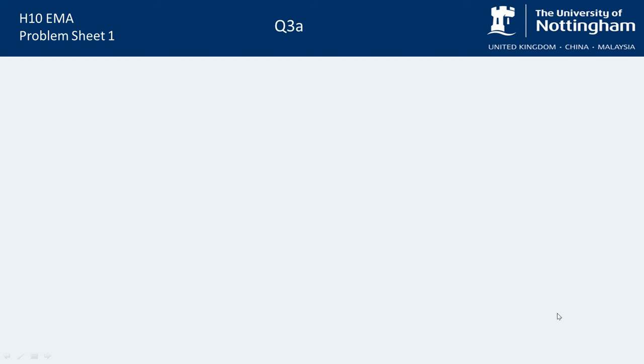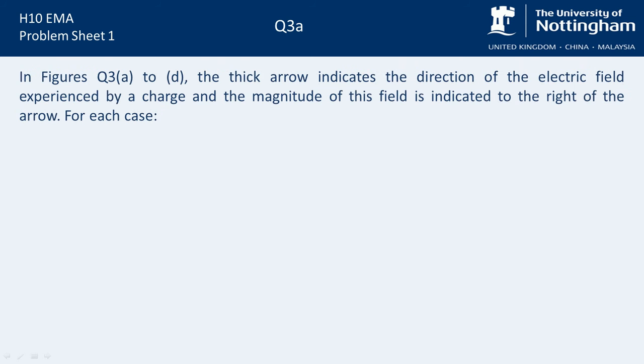In this video we're going to go through the solutions to problem sheet 1, question 3 part A. There's a couple of different parts to this problem, but it's all variations on a theme. You're told in figures question 3A to D, the thick arrow indicates the direction of the electric field experienced by a charge, and the magnitude of this field is indicated to the right of the arrow.